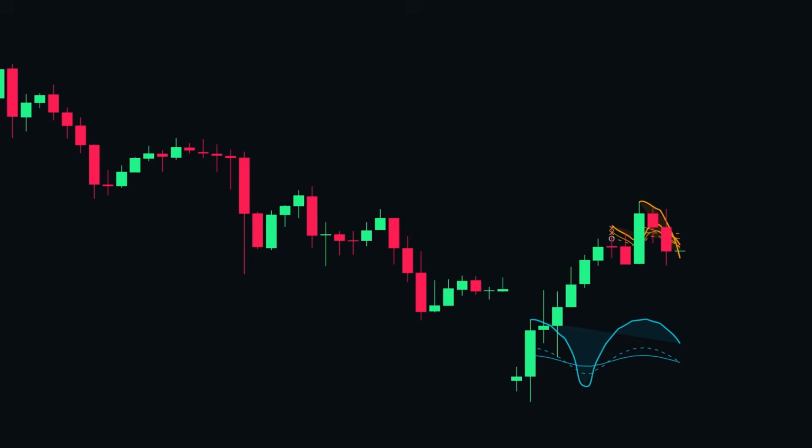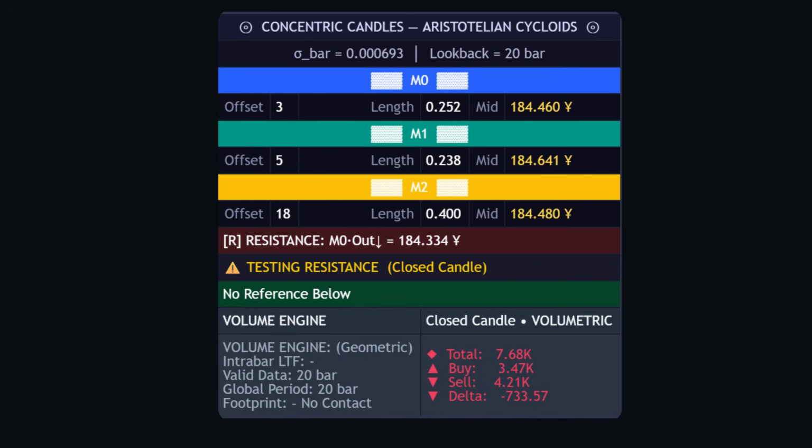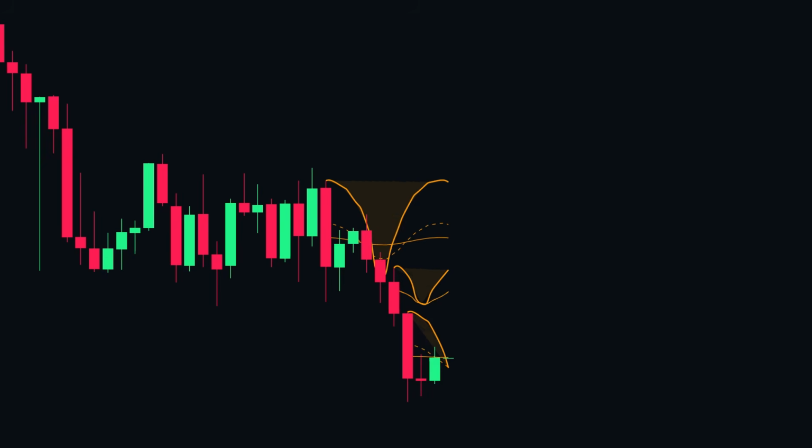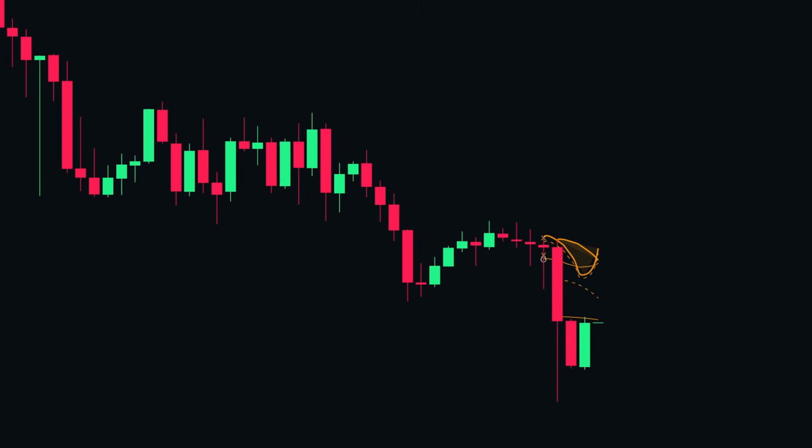The indicator also identifies 3 key candles in recent price action. These are labeled M0, M1, and M2 in the dashboard. M0 is the most recent dominant candle. M1 is the previous dominant candle. M2 is the largest candle within the recent look-back period. Each of these candles produces its own cycloid structure, which is why you often see multiple waves overlapping on the chart. These waves help you visualize where price is likely to react.